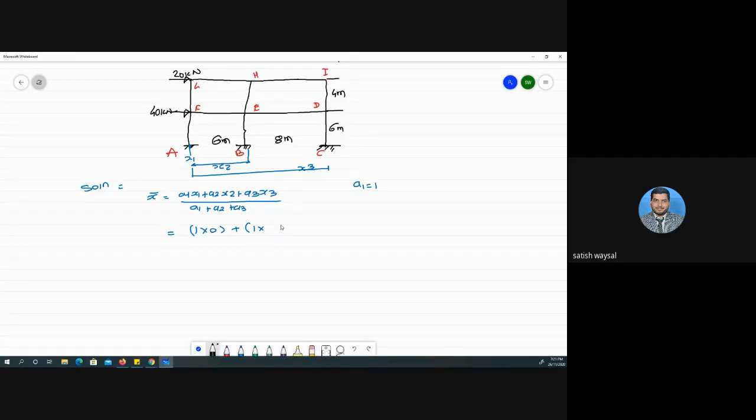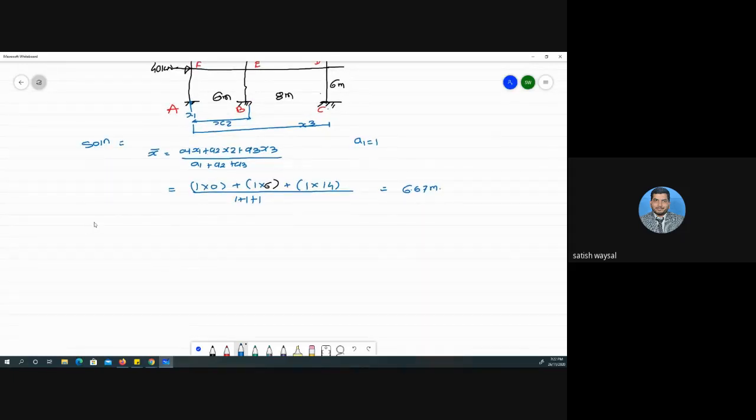Considering this, a1 is 1 into x1 which is 0, plus a2 is the second column, 1 is the area, x2 is 6, so 1 into 6, plus next for column C, joint C, 1 is the area into distance. This x3 is 6 plus 8, that is 14, divided by a1 plus a2 plus a3, 1 plus 1 plus 1. How much is it coming to? 6.67. Very good. Now this is, suppose, 6.7 meter.